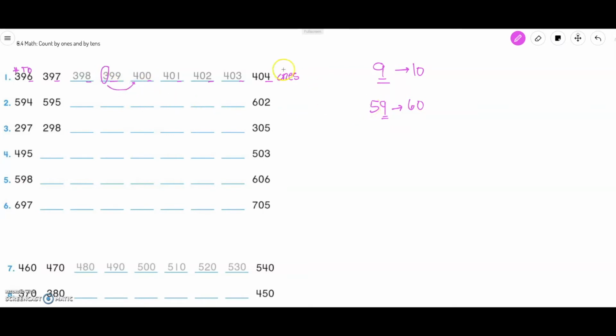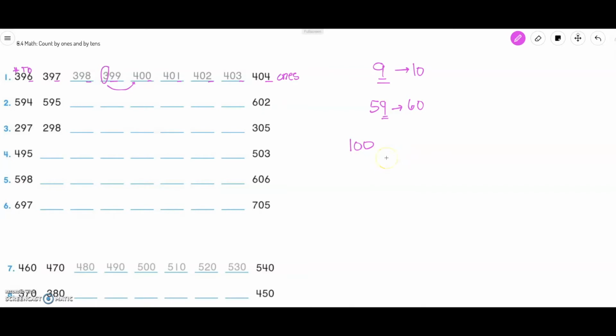So you have to be able to count by ones. You have to be able to count by tens. Do it with me, ready? 10, 20, 30, 40, 50, 60, 70, 80, 90, 100. And you can keep going. If I'm at 100, I can keep going up by tens. It just starts over with 100 in front of it.